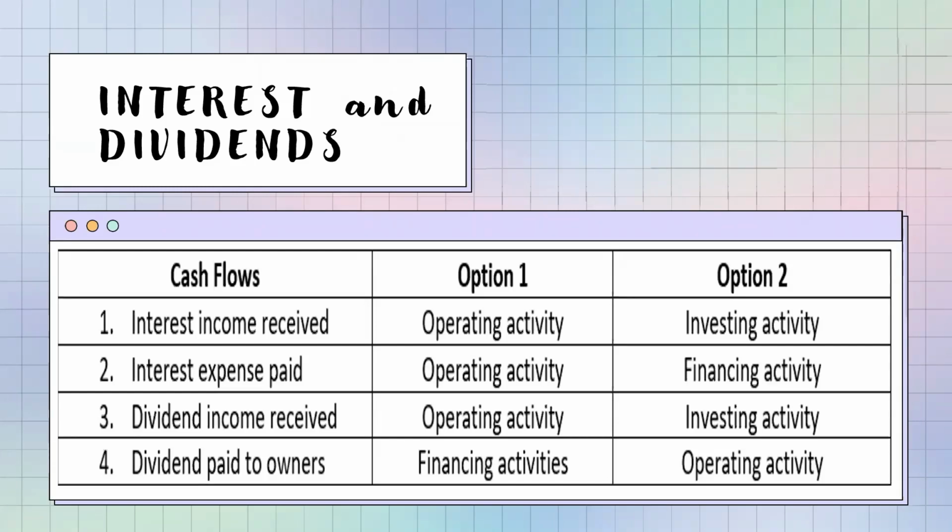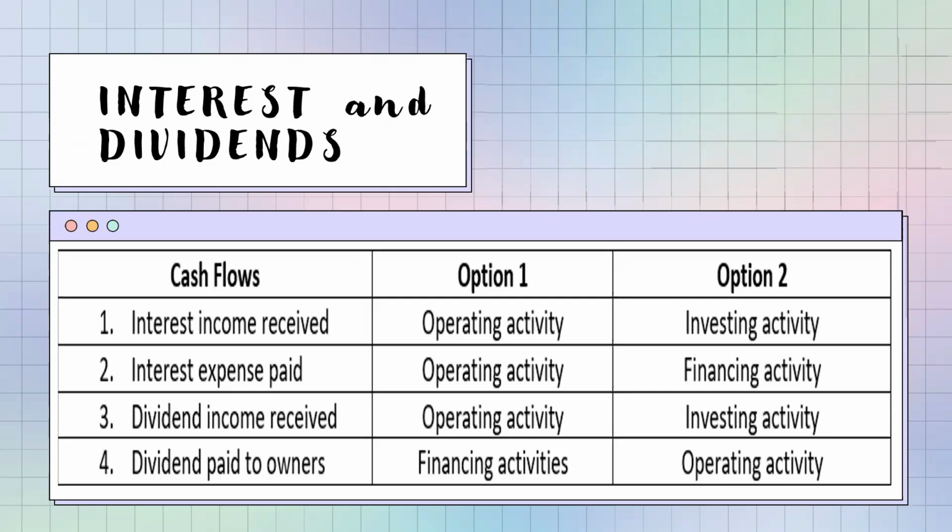And because that is financing, therefore the interest paid should be disclosed as a financing activity. And for number 3, the dividend income received, for option 1, we disclose it as part of the operating activity, because the interest income received is considered in computing profit or loss. And again, it applies to the entity's operation.